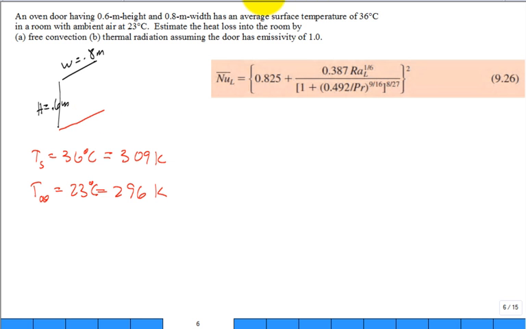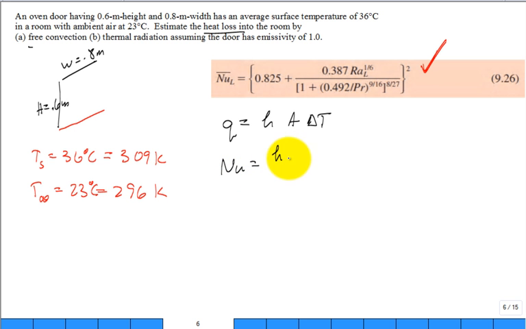So we'd want to use this correlation right here. And so the game is, if I'm looking to get the heat loss, then I'm calculating Q. I'll have hAΔT. I've got the A, I've got the ΔT, I need the h. How do I get the h? h is embedded in the definition of Nusselt number.